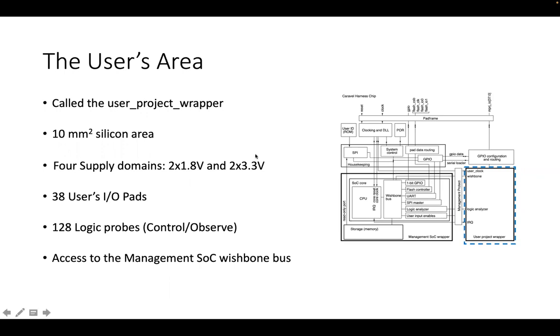The user's area is also called the user project wrapper. As I mentioned, it's 10 millimeter squared of silicon area. It has access to 4 supply domains and 38 IO pads. These IO pads can be configured through the firmware on the management SoC. And it also has access to 128 logic probes, as well as access to the management SoC wishbone bus.